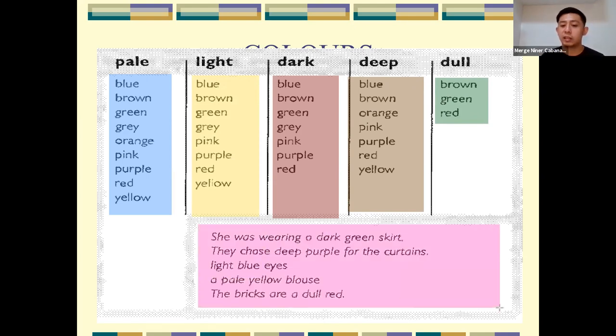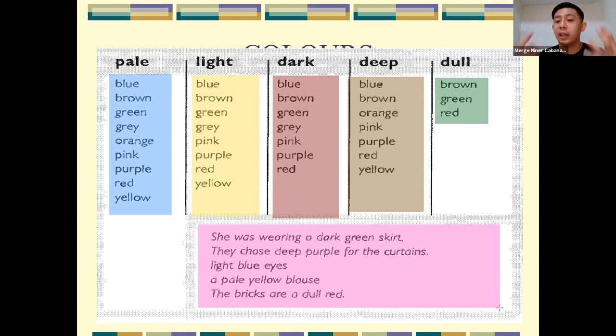She was wearing a dark green skirt. They chose deep purple for the curtains, light blue eyes, a pale yellow blouse. The bricks are dull red. Kevin, tell me about your house. So my house, it has a deep blue color. The posts are made from dull brown. And on the inside, it has light green interiors.